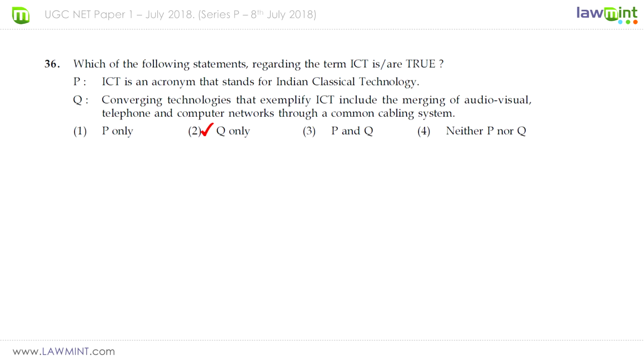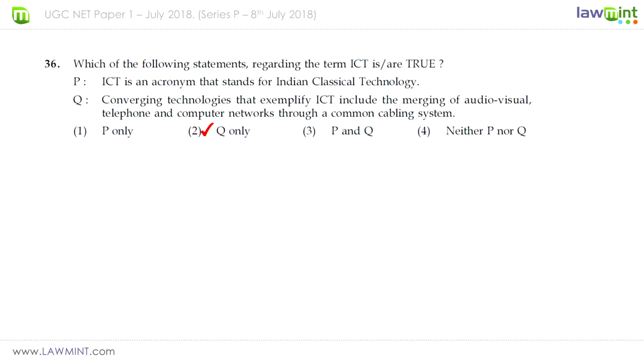Question number 36 talks about the term ICT and asks which of the two given statements is correct. Now ICT stands for Information and Communication Technology. Therefore, the statement P, which is Indian Classical Technology, is a wrong statement. So if we eliminate all the answer choices which have P in it, we are left with only 2, which is Q only, and therefore 2 is the correct answer.